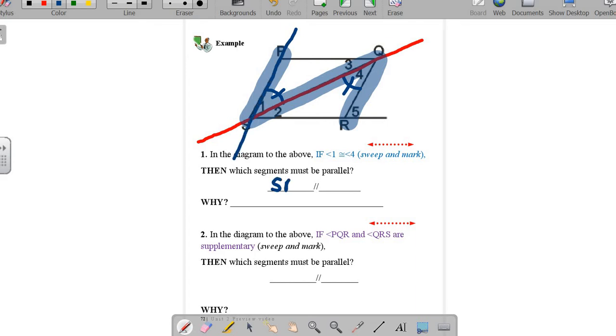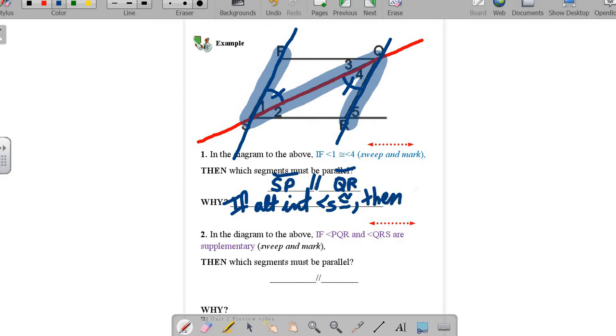So if 1 and 4 are congruent, segment SP should be parallel to QR, and the reason would be if alternate interior angles are congruent, then the lines have to be parallel. But you have to be specific. It's not any old segment.